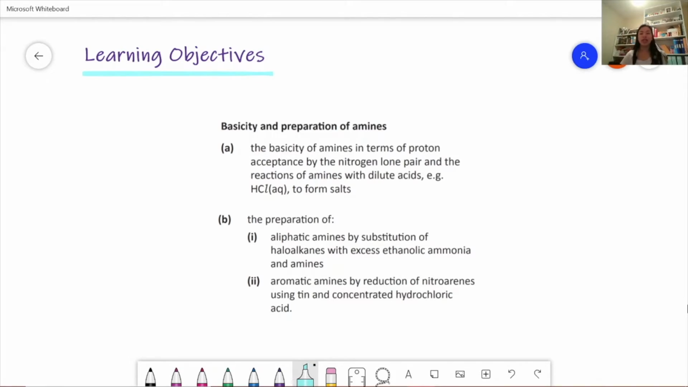Here are today's learning objectives. The first is to look at the basicity of amines in terms of proton acceptance by the nitrogen lone pair, and the reactions of amines with dilute acids, so for example hydrochloric acid, to form salts. Then we're going to look at the preparation of aliphatic amines by substitution of haloalkanes with excess ethanolic ammonia and amines, and also the preparation of aromatic amines by reduction of nitroarenes using tin and concentrated hydrochloric acid.